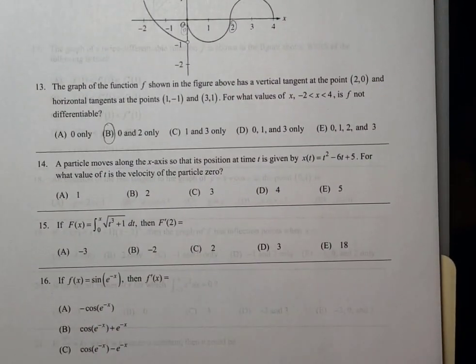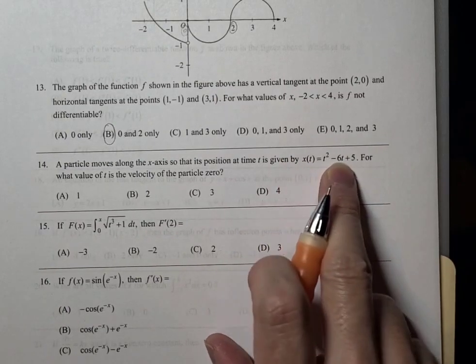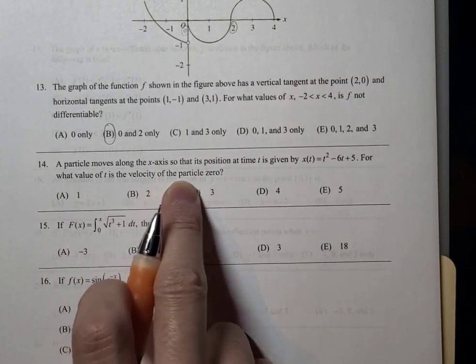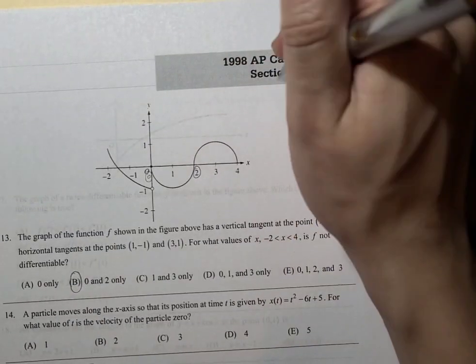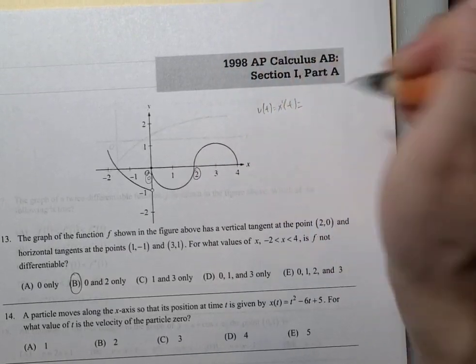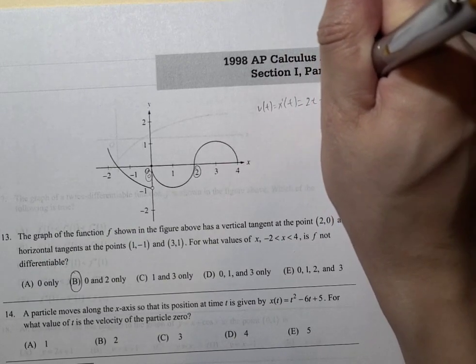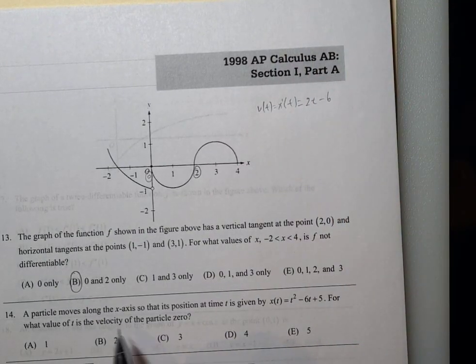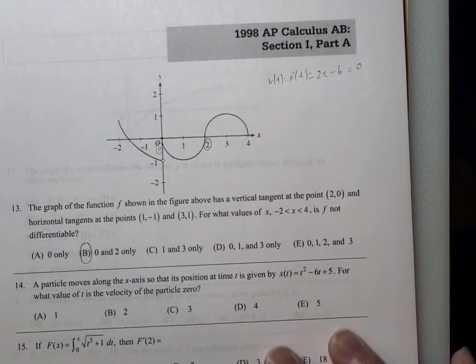A particle moves along the x-axis so that its position at time t is given by this. For what value of t is the velocity of the particle 0? To get velocity, we need to differentiate x. So let me do it up here. v of t is x prime of t, so we just use the power rule: 2t minus 6. It asks us when the velocity of the particle is 0, so we set this equal to 0. We can clearly see that t is equal to 3.